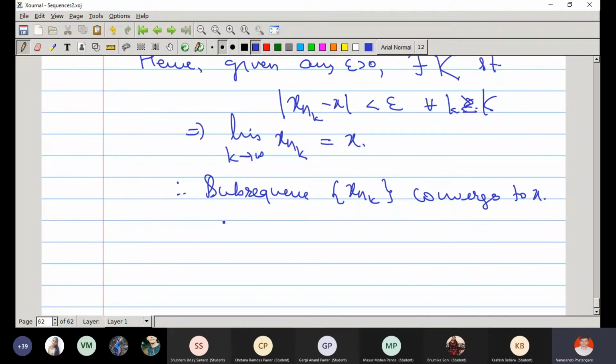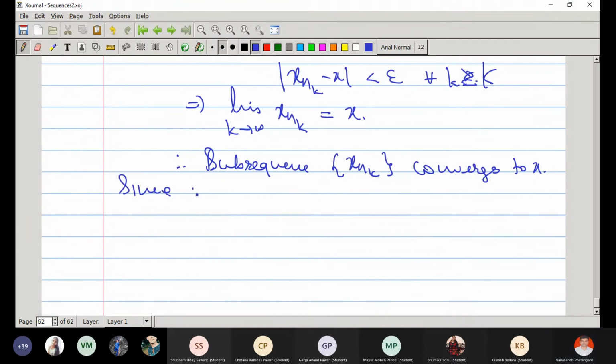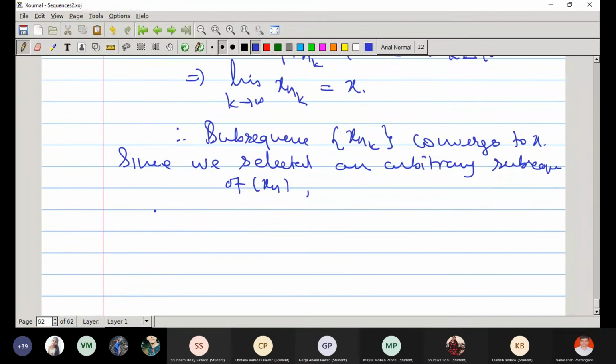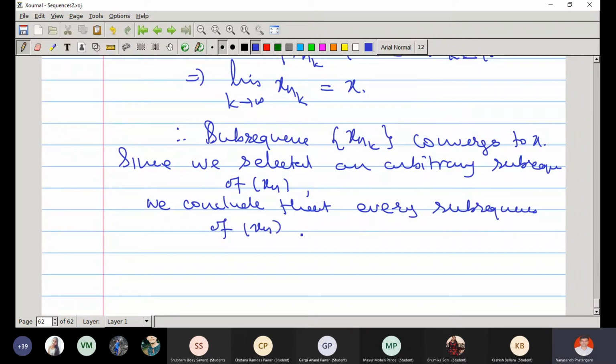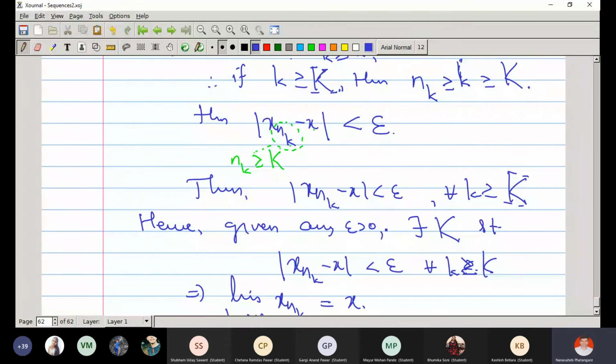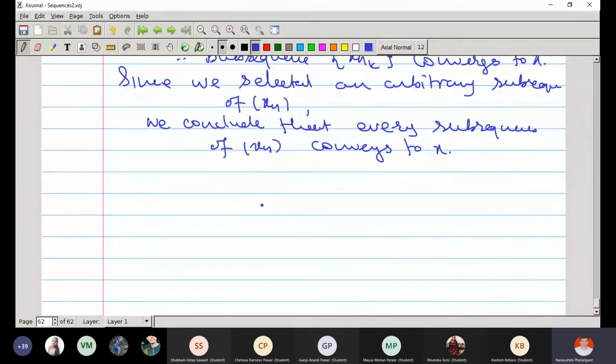We selected an arbitrary subsequence, so this is true for every subsequence. Since we selected an arbitrary subsequence of xn, we conclude that every subsequence of xn converges to x. Every subsequence of xn converges to x. So the proof is clear. Therefore, if a sequence is convergent and it converges to x, you choose any subsequence, and that converges to x. Now, what is the importance of this theorem?